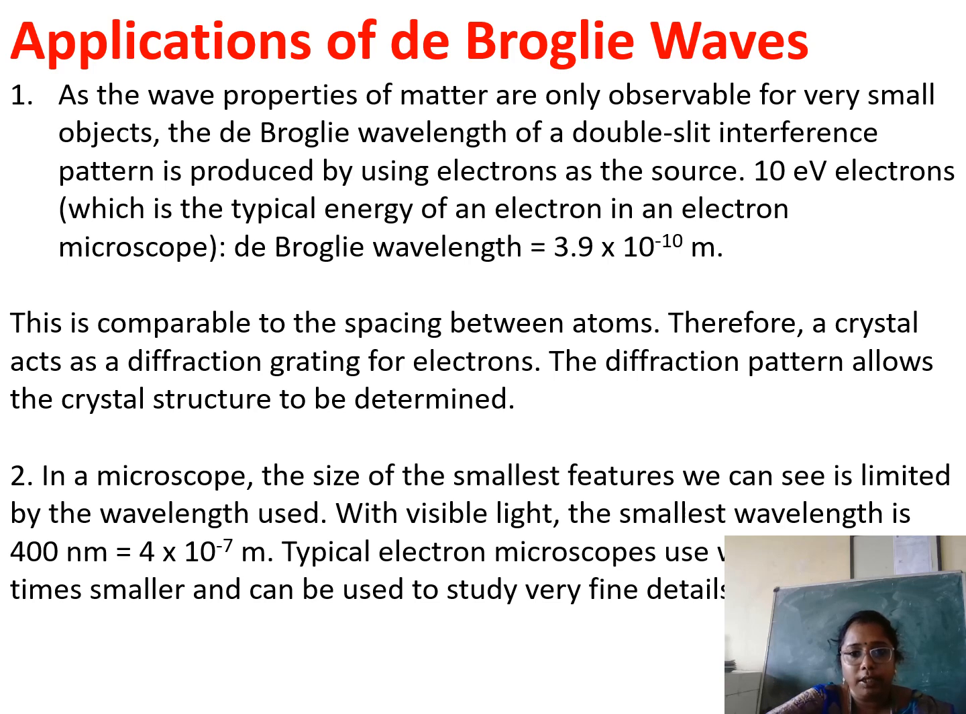This is comparable to the spacing between atoms. Therefore, a crystal acts as a diffraction grating for electrons. The diffraction pattern allows the crystal structure to be determined. In a microscope, the size of the smallest features you can see is limited by the wavelength. With visible light, the smallest wavelength is 400 nanometers. As we know, 1 nanometer is equal to 10⁻⁹ meters, so 400 nanometers becomes 4 x 10⁻⁷ meters. A typical electron microscope uses a much smaller wavelength, so it can be used to study very fine details.